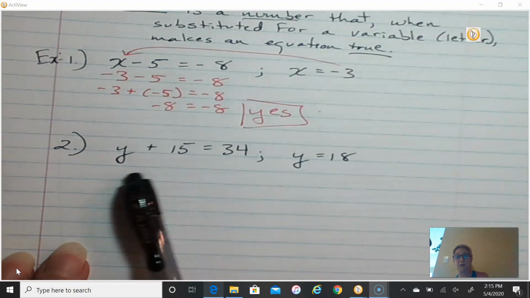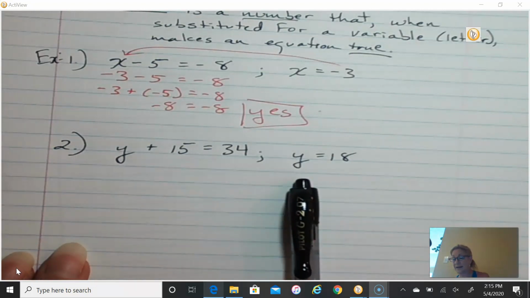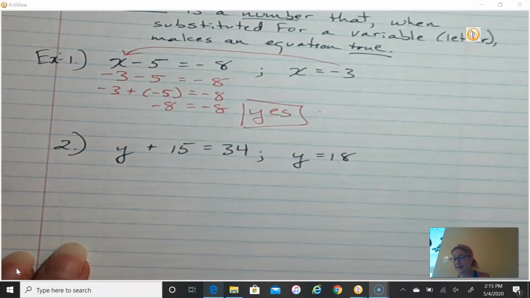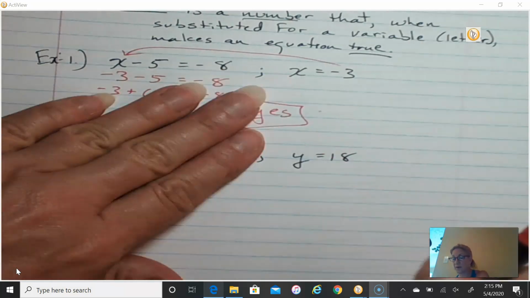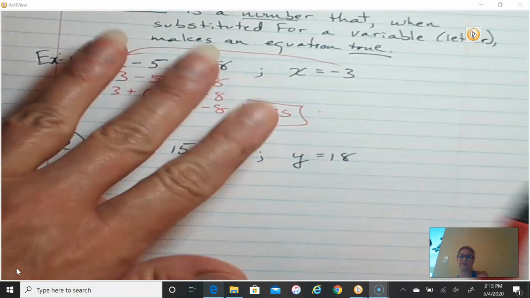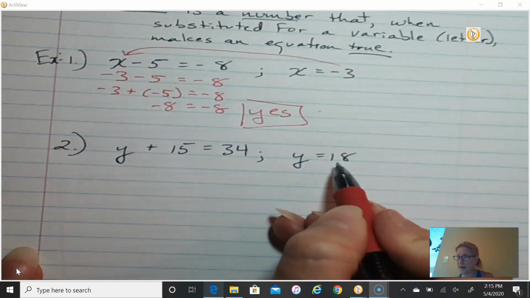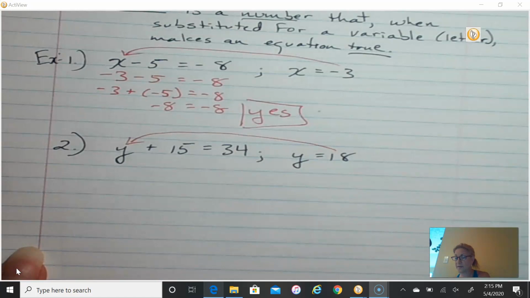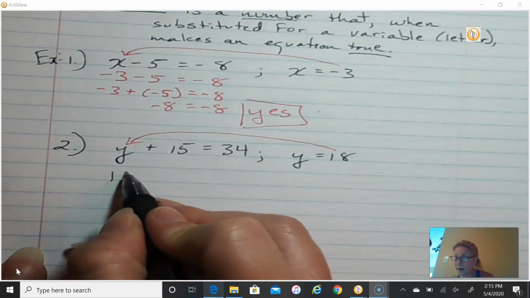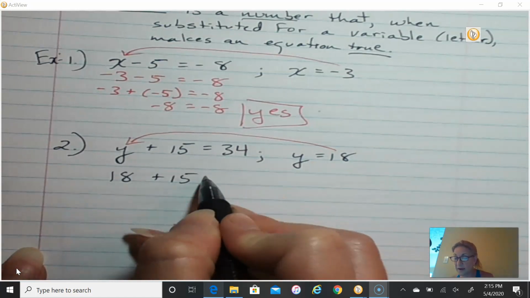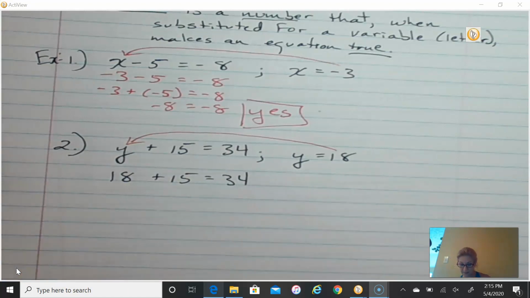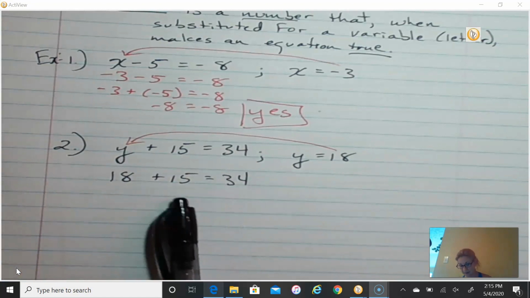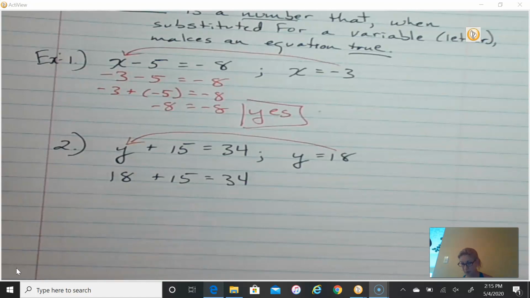Okay, so here's your equation, y plus 15 equals 34. And they tell you that y equals 18. This is a whole separate thing. This is not part of the equation. So we're going to take that and we're going to substitute it into that y. So now I have 18 plus 15 equals 34. Okay, that's a positive, that's a positive. So we're going to add them together.